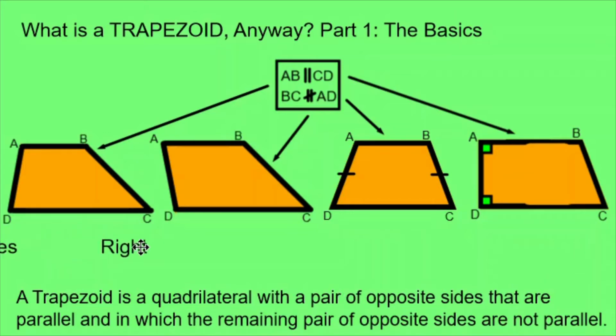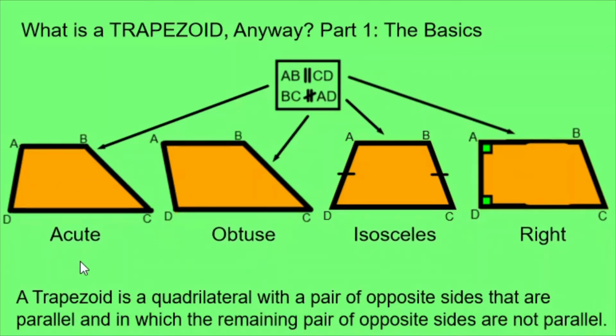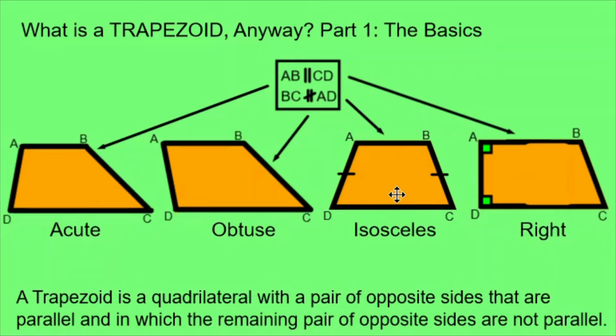I have names for these 4 trapezoids. The one on the left is acute, because the 2 angles at either end of the long base are acute. The second one is called obtuse, because one of the angles at either end of the long base is an obtuse angle. The third one is isosceles because it has 2 opposite sides that are equal in length.